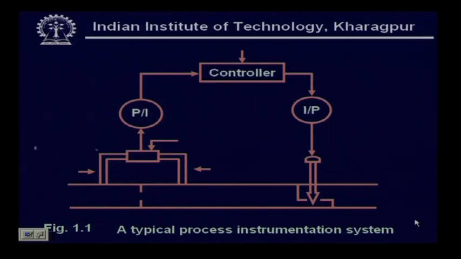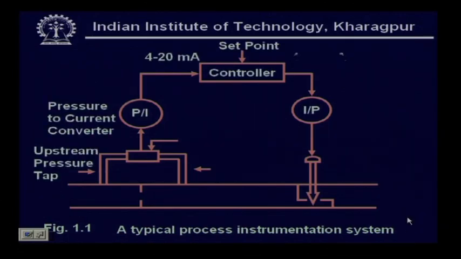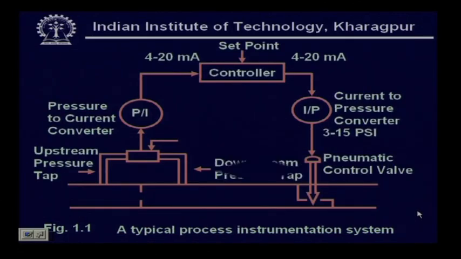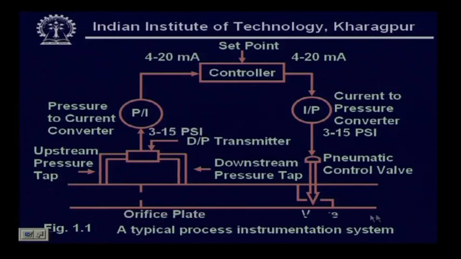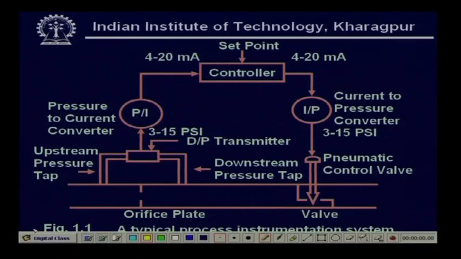Now, let us look at a process diagram which will give you some idea of the instrumentation system and why we have given the name industrial instrumentation instead of simple instrumentation or instrumentation devices and all those things. Now, this is a typical process. Here you see that a liquid is flowing through this pipe and it is going out, and there is an orifice plate.